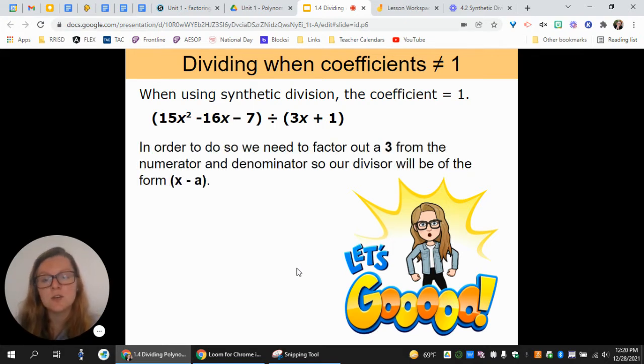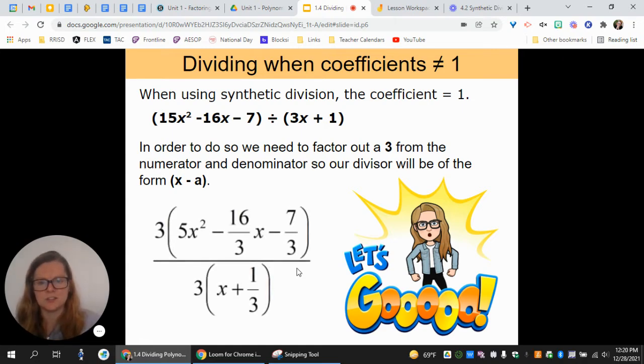So what we're going to do is go ahead and factor out a 3 from that binomial, and then because we're doing that to the denominator, I'm also going to do that to the numerator. So here you see I'm factoring it out because eventually I want to be able to cancel out these 3's to get rid of it. So then I'm only dividing by x plus 1/3, and we know how to factor that.